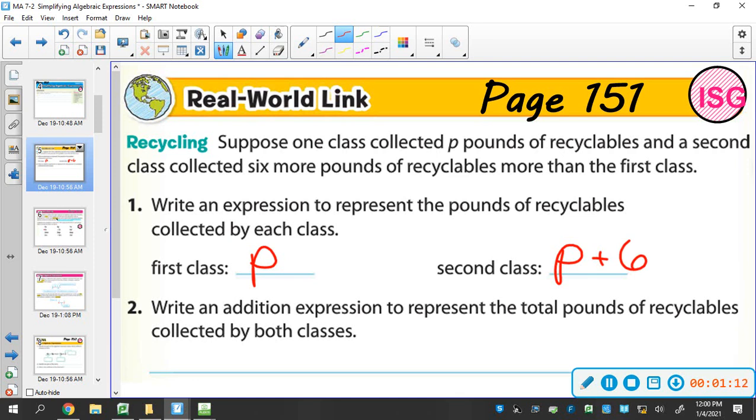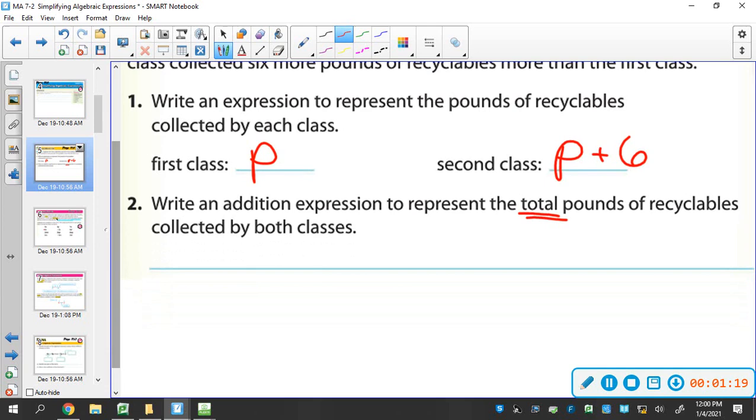Number 2 says, write an addition expression to represent the total pounds. Total means we're going to be adding the recyclables collected by both classes. So we have our first class plus our second class. Today we're going to be talking about what parts of that expression we can combine. First of all, that's an expression because there's no equal sign. But you cannot combine all of those parts. You actually can't do P plus 6, and we'll talk in a minute about why you can't add those two terms together.